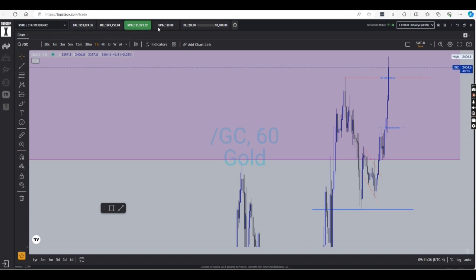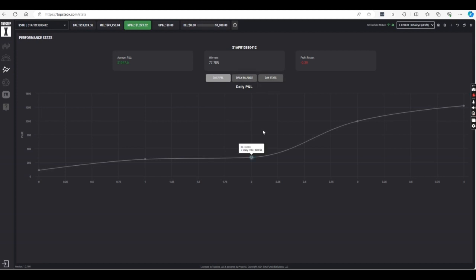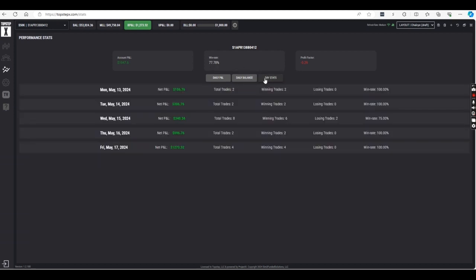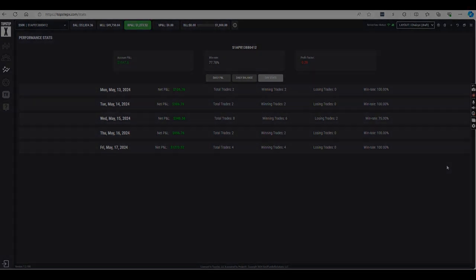And so once they settle my trades for the day, I will receive my certificate and have 50,000 in funding. These are the performance stats and the daily balance. As you can see, I had a 77% win rate. And these are the trades. So I started this combine on the 13th and passed today. So, next step.